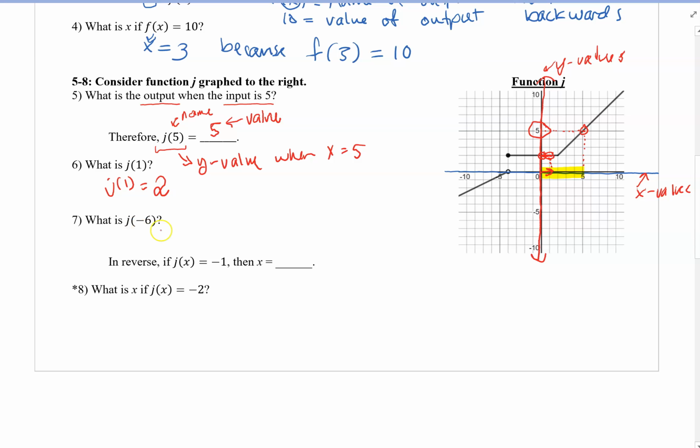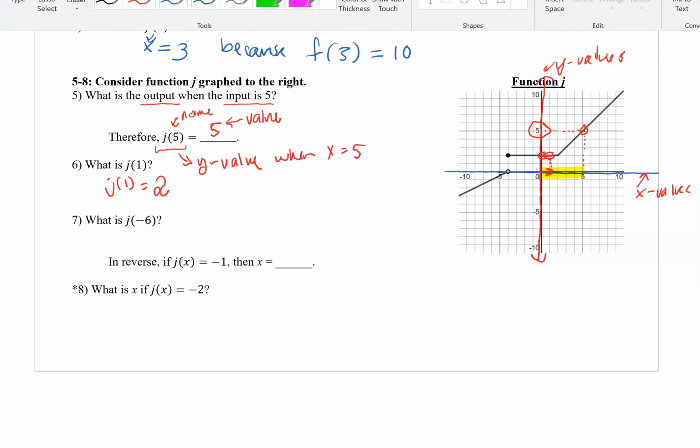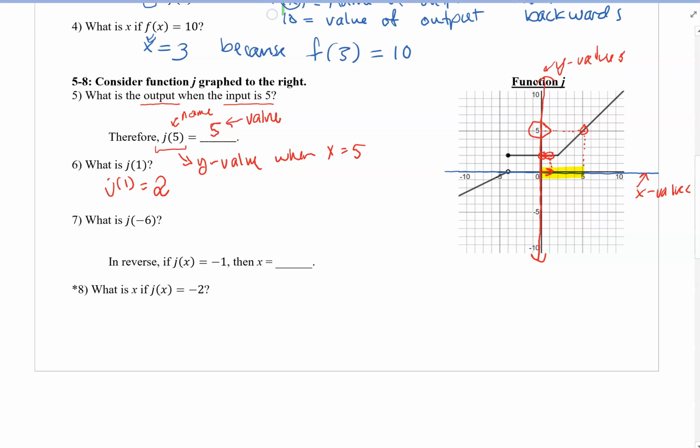This one here, what is j of negative 6? Well, this one requires me to go backwards a little bit, right? I have to go backwards on this x-axis because it's negative. So I'll go all the way to there. So I get to negative 6 on the input line, right? Whatever's in the parentheses here goes along this horizontal axis.